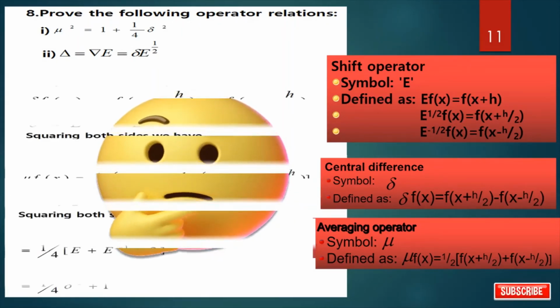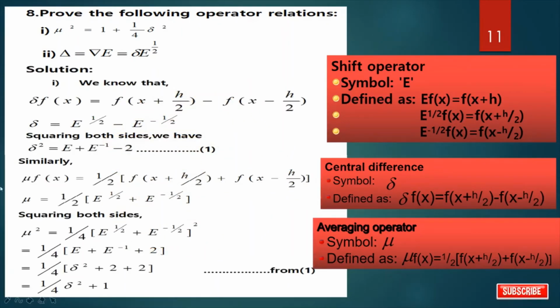Now the solution is, we know that the central difference operator, delta fx equals f(x plus h by 2) minus f(x minus h by 2). And what is f(x plus h by 2)? It is e to the power half fx. And what is f(x minus h by 2)? It is e to the power minus half fx. So delta equals e to the power half minus e to the power minus half. And squaring both sides, we get delta square equals e plus e to the power minus 1 minus 2. It is equation number 1.